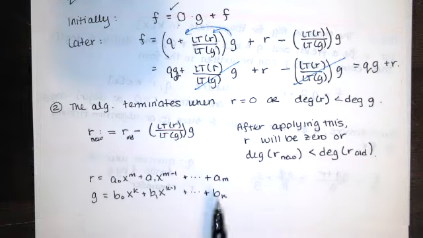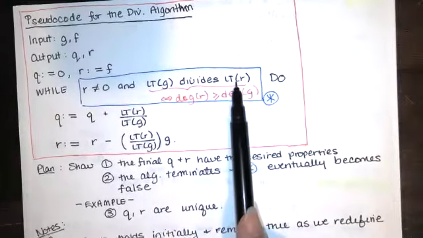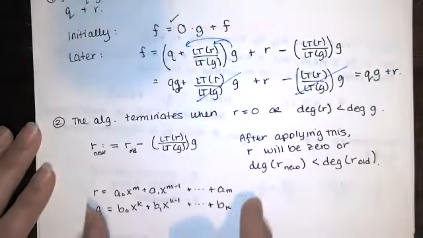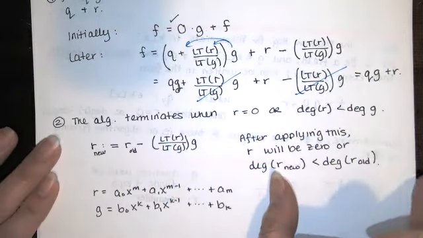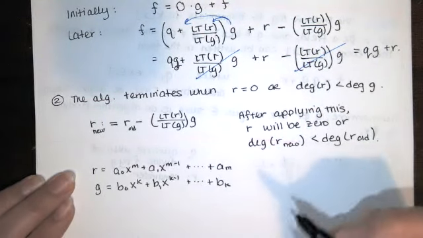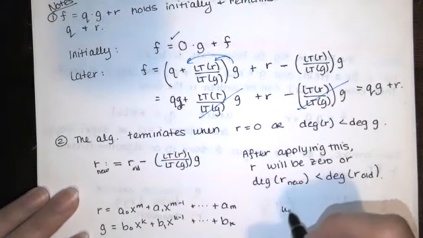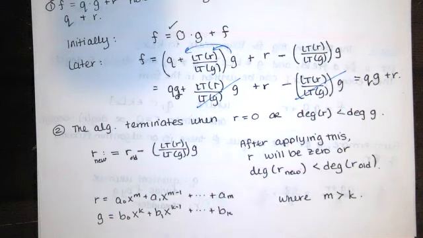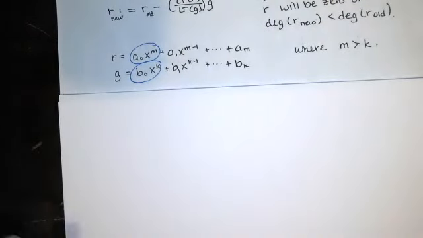Now, if this algorithm is running, the leading term of G divides the leading term of R. So that means the degree of G is still less than or equal to the degree of R. So if we're about to apply this, so we only apply this if this is still true, then that means that k has to be greater than m. Or excuse me, I'm sorry. The degree of G is less than or equal to the degree of R, so m has to be greater than k, at least while the algorithm is still going. Well, in that case, if I look at these two, the leading term of R is this guy, and the leading term of G is this guy. So the leading term of R divided by the leading term of G is this.